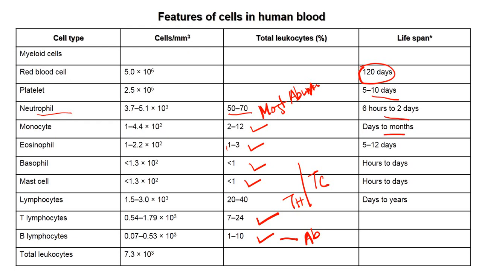Monocyte days to months. Eosinophil 5 to 12 days. Basophil hours to days. Mast cell again hours to days, and lymphocytes several days to years. So these are the lifespan of the various cells in the human blood.